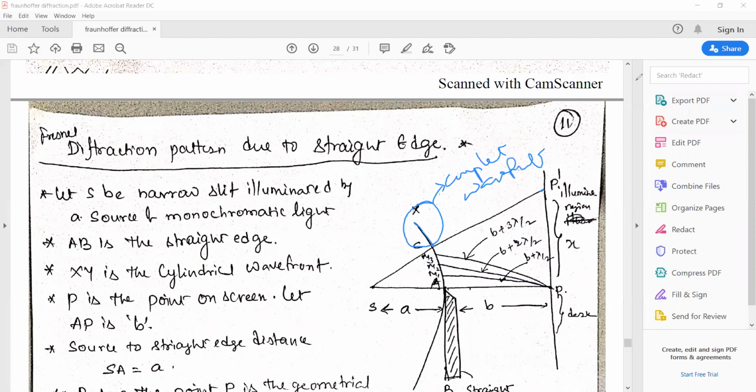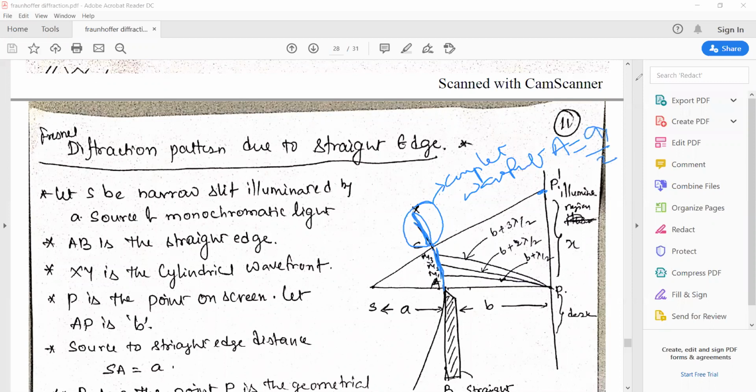Whereas the AC portion is where Fresnel divided into a number of half period zones. For the time being, let's say there is only one Fresnel half period zone between A and C. Then what will be the intensity at point P dash? First we have to find the amplitude. Due to this complete wavefront, we have just now derived the amplitude as A1 by 2.